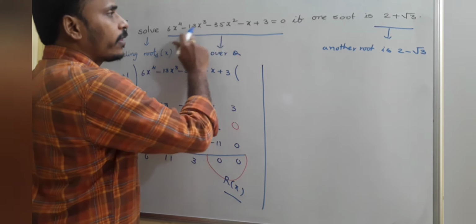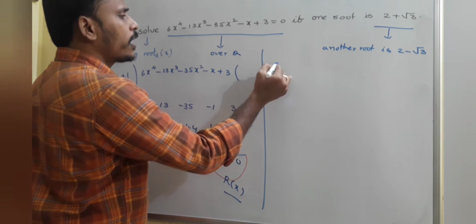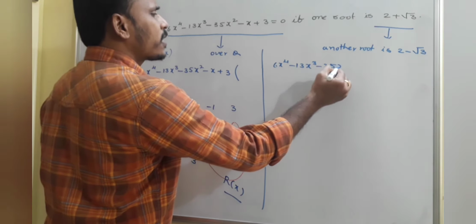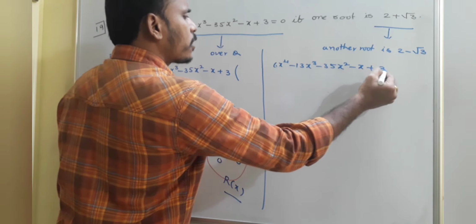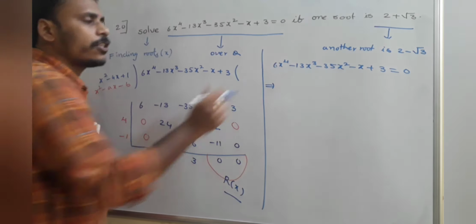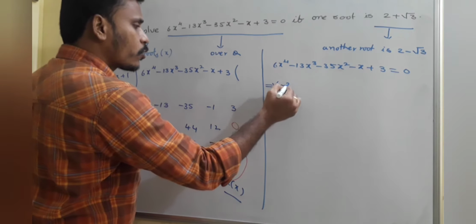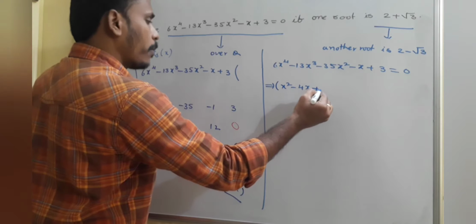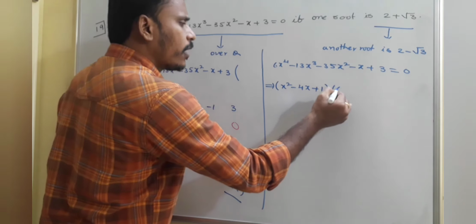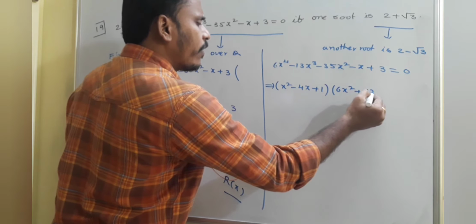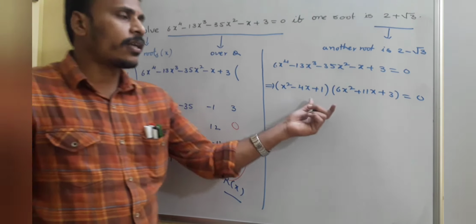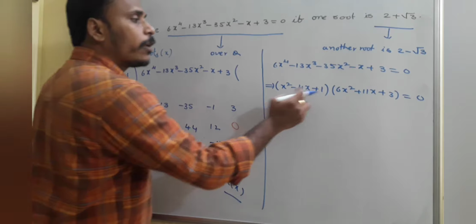I know that the given polynomial, okay, what is that? 6x power 4 minus 13x cube minus 35x square minus x plus 3 is equal to 0 is the given polynomial, and I have a chance to write this polynomial as x square minus 4x plus 1, this divisor, into this quotient, okay? What is that? 6x square plus 11x plus 3 is equal to 0. And this product is simply nothing but the given polynomial, and the product is 0.